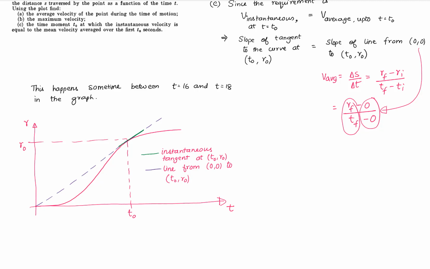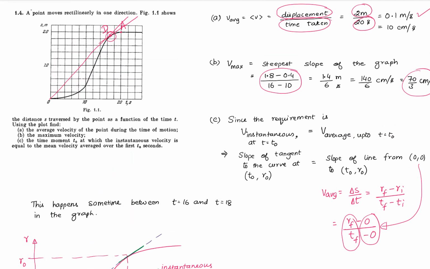So the point that we are trying to look for should be somewhere in this region. It should be between t is equal to 16 to t is equal to 18 seconds. So during this interval of around 2 seconds, there would have been at least one such point where the instantaneous velocity would have been equal to the average velocity from the initial time up to that time.